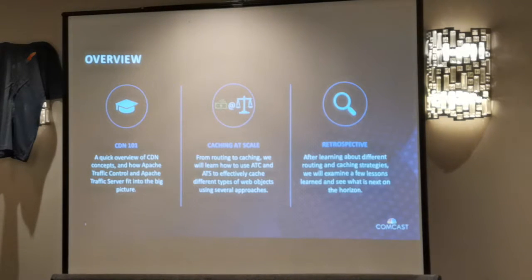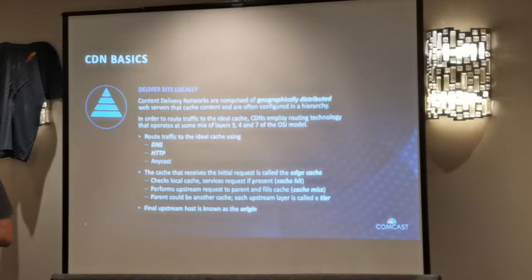So, we're going to be talking about CDN 101 stuff. Again, if I need to slow down, tell me. It's going to be a quick overview of the CDN, what ATC is, how ATS fits into that, and how we do caching a little bit. Then we'll get more detail when we go to caching at scale, and talk about some of the things we've learned at Comcast after doing this for 6 years now. We've learned quite a few things in the process.